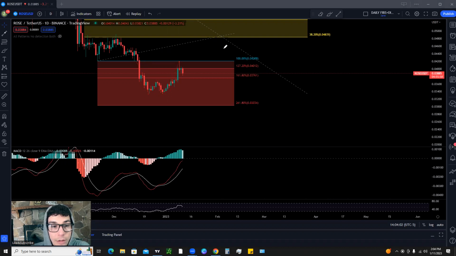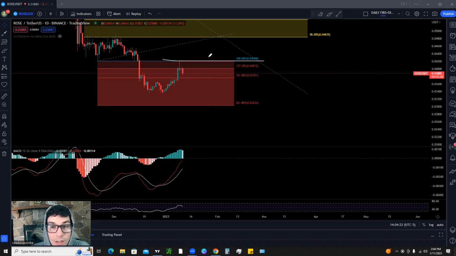Okay, I'll actually make this white real quick so you can see. We played that out very nicely. We wicked up, and we're still rejecting this level right here very well. So until we break past those two levels, most likely we're going to consolidate and test our support level down here and possibly head down lower to 0.0304.